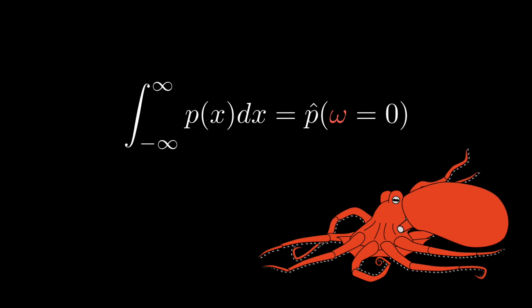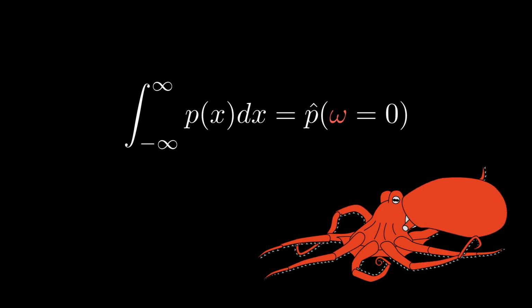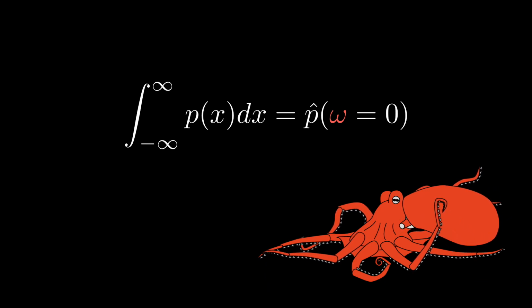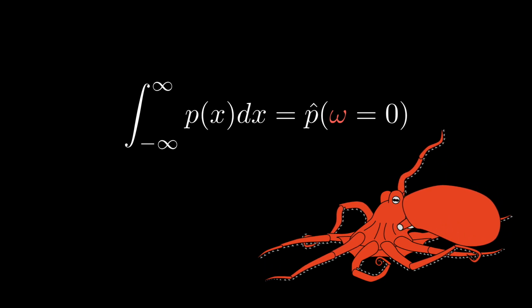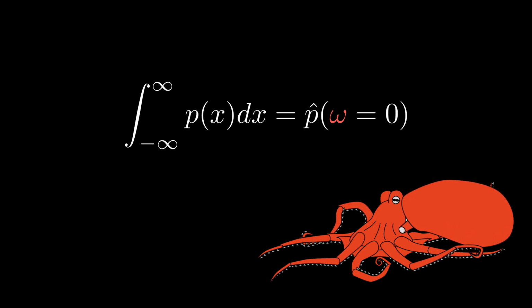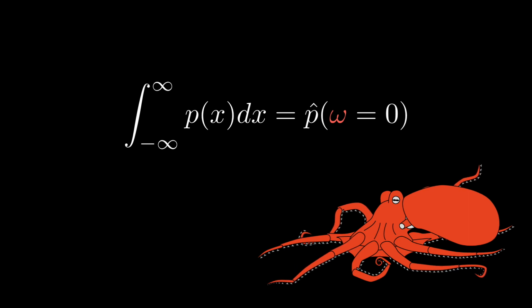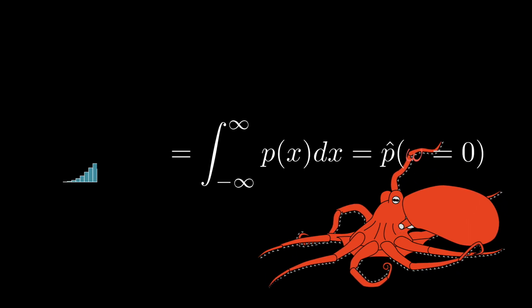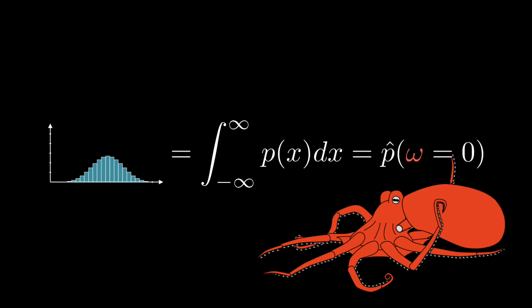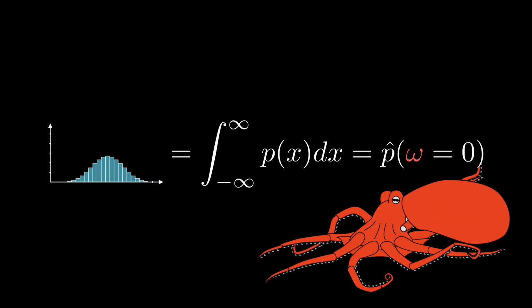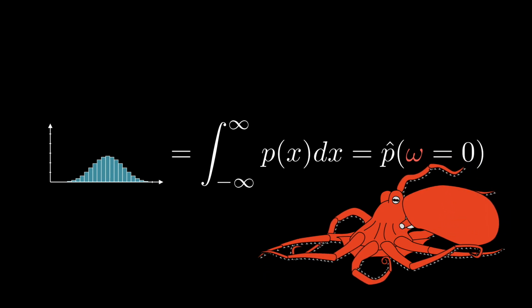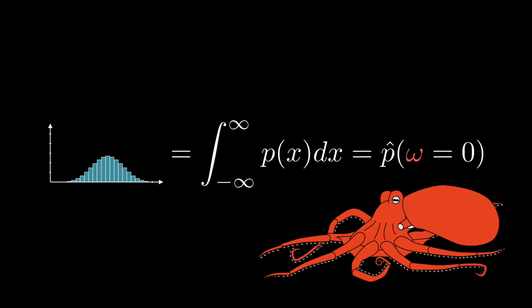Therefore, the integral of all the sinusoids must just equal whatever the constant term is. So evaluating the Fourier transform at omega equals 0 equals the integral from minus infinity to infinity of our function. But here's the thing. The integral of any probability density function equals the total probability of all possible outcomes. And the total probability of all possible outcomes is always 1.